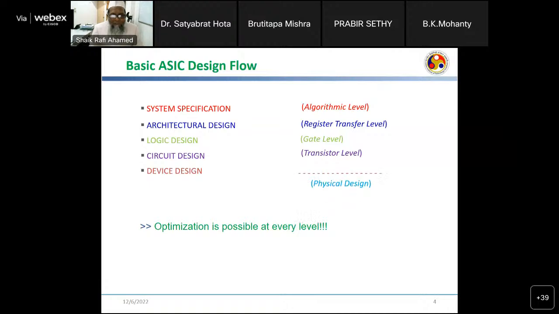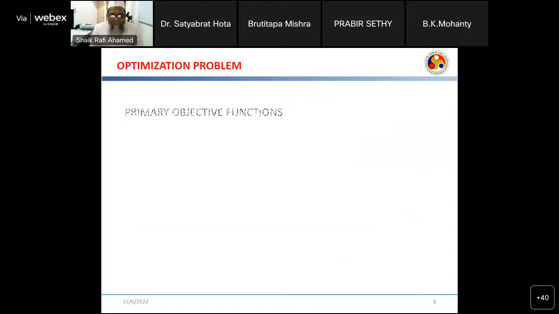After that we come to the layout. This layout will be sent to the foundry for fabrication. So these are the different levels of the ASIC design flow: starting from the algorithm to architecture, gate level, transistor level, device level, and then finally layout. Now in order to design an IC for a particular application, what are the factors that you have to consider? The primary factors are speed, area, and power. You have to design the IC which can operate at high speeds, occupies less area, and consumes low power.